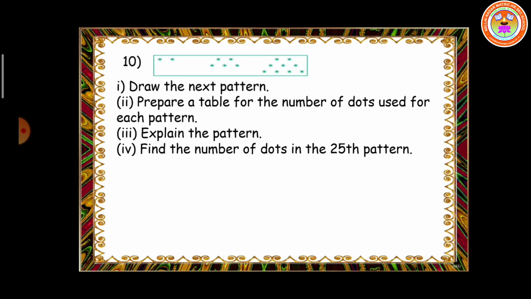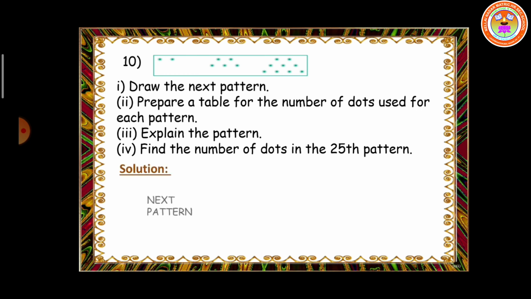10th sum. First figure they given 2 dots. Next, 2 dots down, 3 dots. Third figure: first 2 dots, 3 dots, 4 dots. First question: draw the next pattern. Second: prepare a table for the number of dots used for each pattern. Third one: explain the pattern. Fourth one: find the number of dots in the 25th pattern.